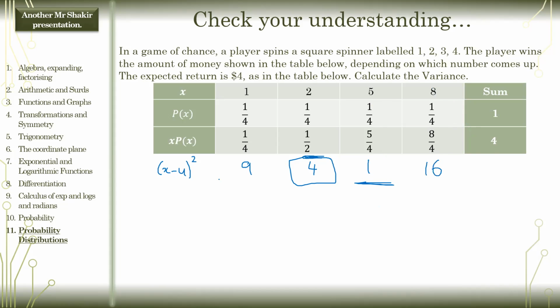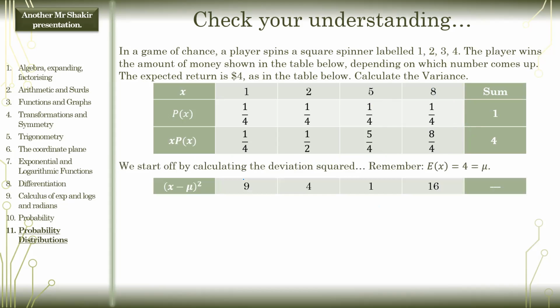So what do we do next? What's that next row? You multiply. You multiply 9 times 1/4. So that would be 9/4. 9 times 1 over 4 gives you 9 over 4. And you just do the same thing.